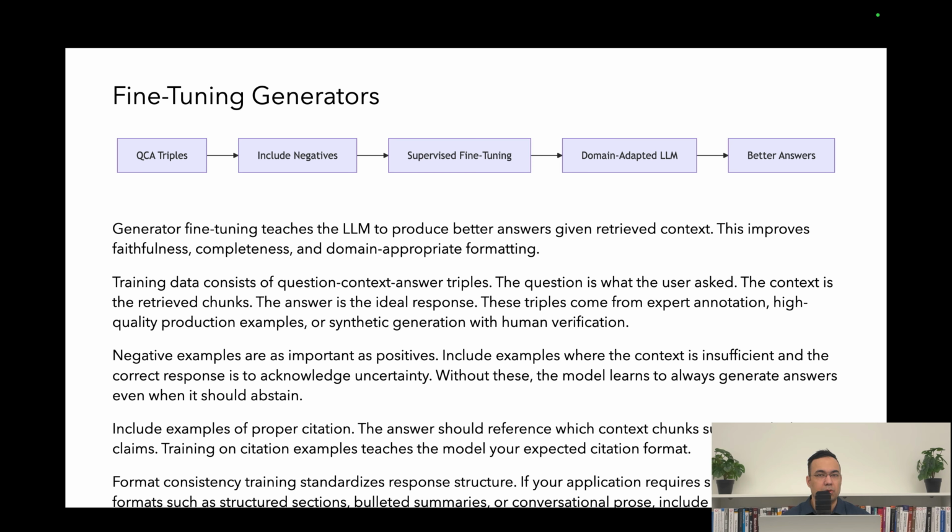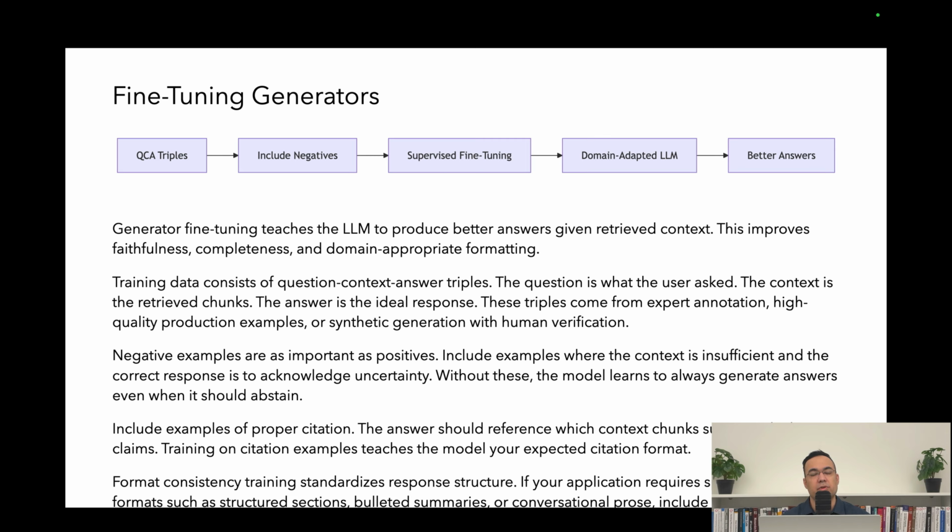Negative examples are pretty important. Include examples where the context is insufficient and the correct response is to acknowledge uncertainty. Without these, the model learns to always generate answers even when it should abstain. Include examples of proper citation. The answer should reference which chunks support which claims.